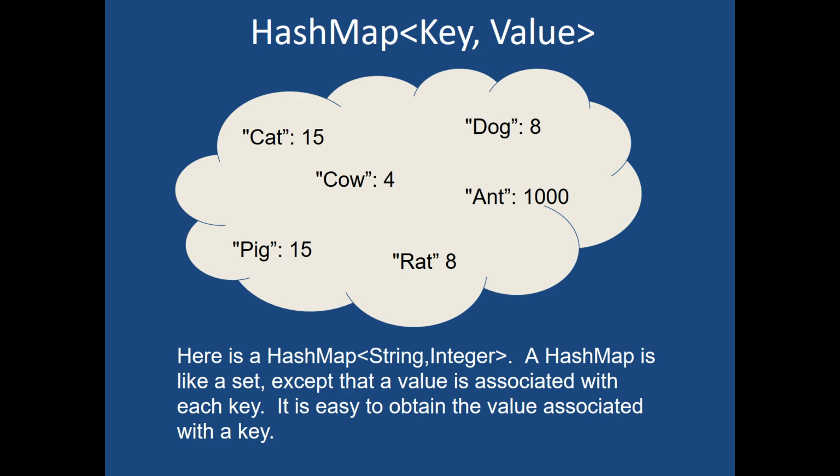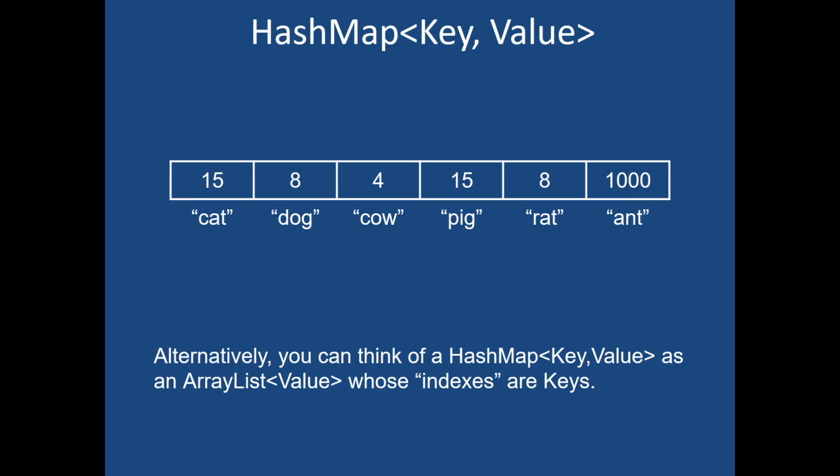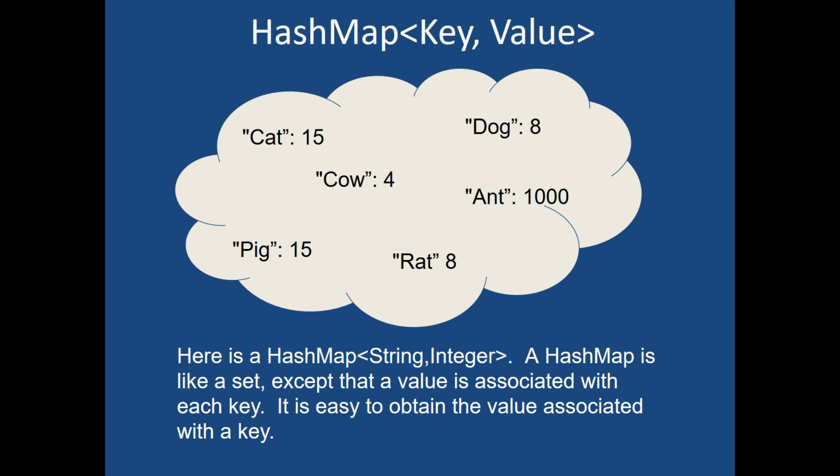So it's not surprising you use them in programs as well. So you've got lists, maps, sets. Here's another way to think about a map. You can think of it as an array where the indexes are the keys and the values are stored at locations. So think of it as an array that is indexed by cat, dog, cow, pig, rat, ant. So what's stored at index cat? 15. What's stored at index cow? 4. So that's another way to visualize it, which is useful sometimes. Or you can just think of it as a bunch of pairs put around in a cloud. That works.